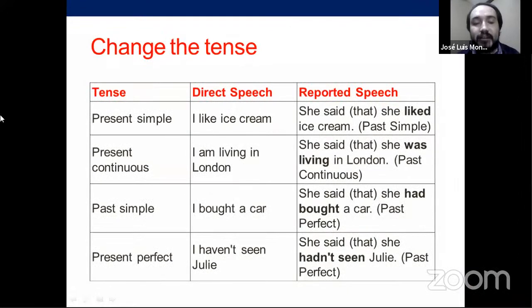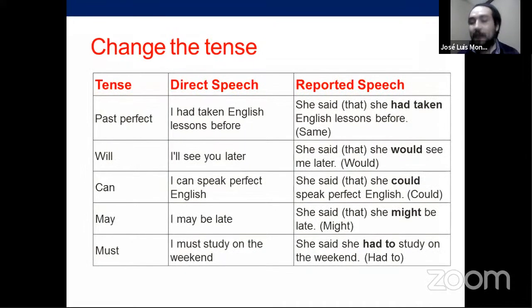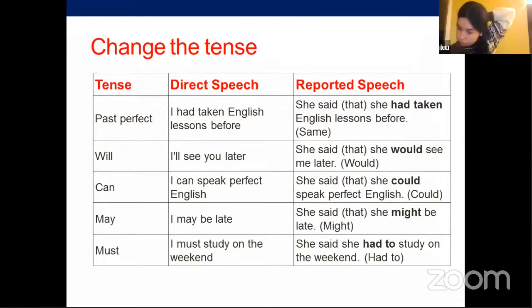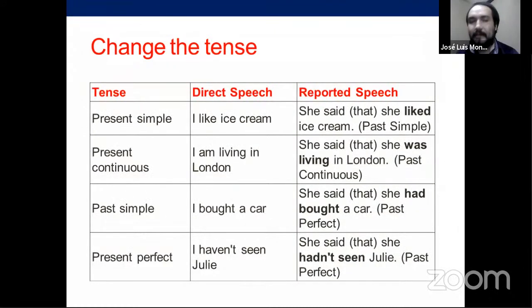All right, and just in case, I'm showing you the chart on my screen. Present simple goes to simple past or past simple. Present continuous goes to past continuous. Past simple goes to past perfect. Present perfect goes to past perfect. Past perfect doesn't change, past perfect also. Will changes to would, can changes to could, may changes to might, and must changes to had to.